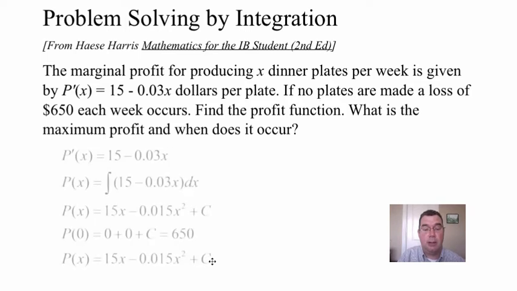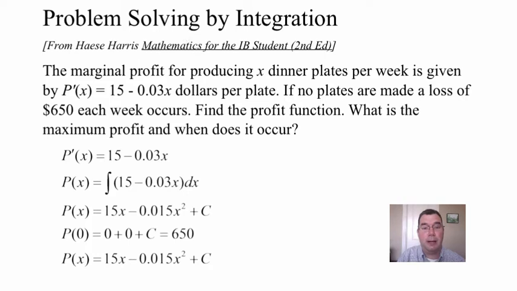So this should actually be that my function is 15x minus 0.015x squared minus 650. So let me just change that there. That's my profit function. All right.